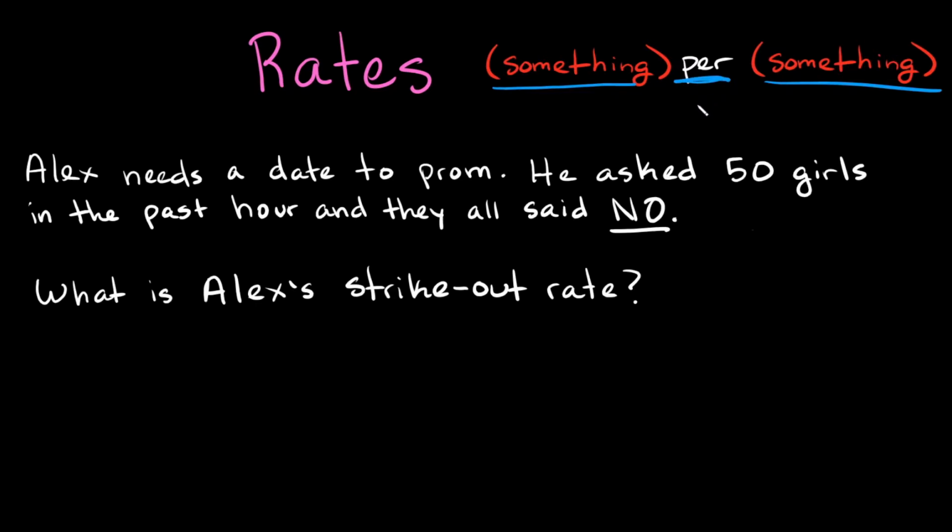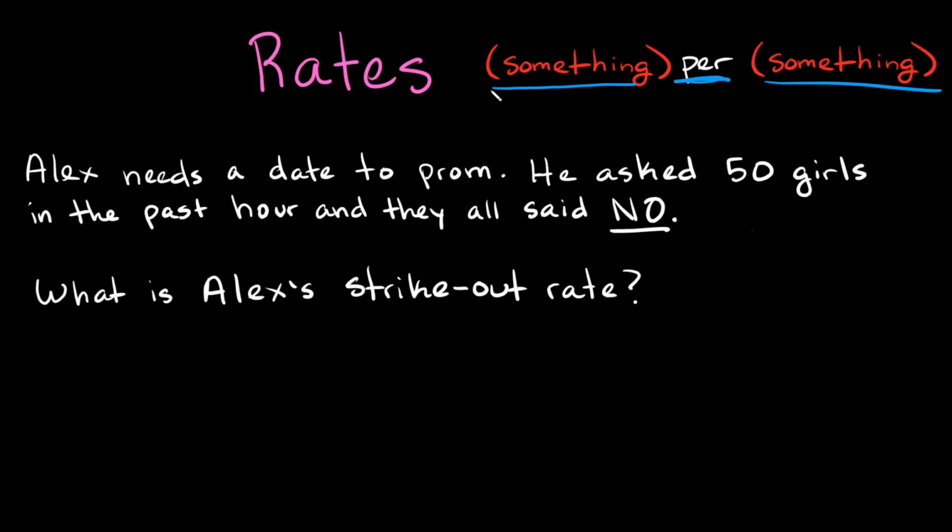Now, let's jump into our first example. Okay, so here the problem says, my friend Alex needs a date to prom, okay? He asked out 50 girls in the past hour, and they all turned him down and said no. Okay, so the question here is, what is Alex's strikeout rate? Or in other words, how quickly or how often did he get turned down? Okay, so now there's two different ways you can kind of go about solving this problem.